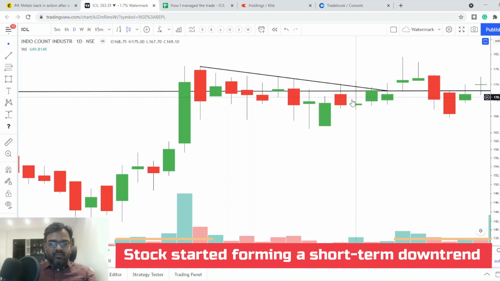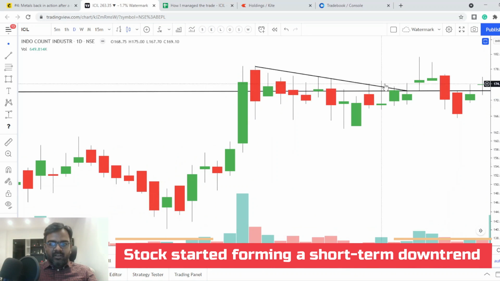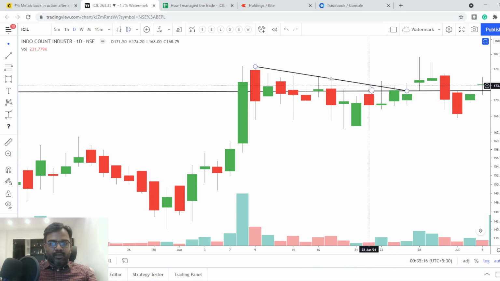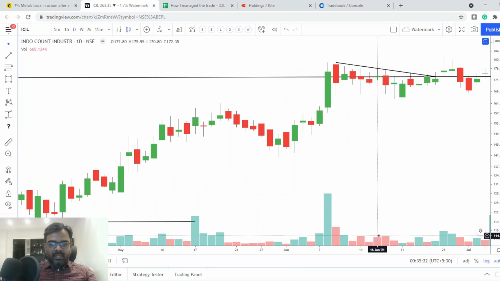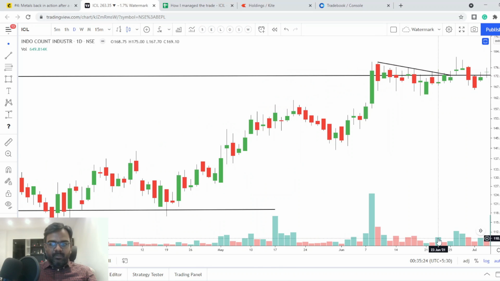And then on the 23rd of June, if you see, the stock tried to break that high. The previous day high was 174.2, and it tried to break that high and head higher. But then nice volumes were also picking up. If you just zoom out, you will see that volume pick up there, right?